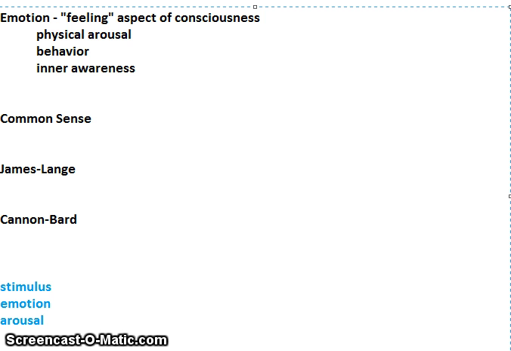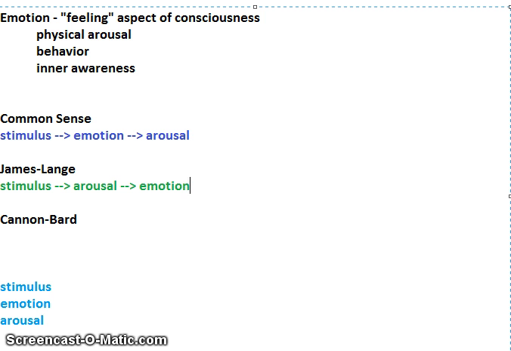So the common sense theory says that you have your stimulus, the bear, which leads to an emotion, being afraid, which leads to your heart beating fast. The James-Lange theory just reverses these two. It says that you see the bear, your heart beats, and then that makes you afraid. So the easiest way I remember this is that in James, the A comes before E. So in this perspective, the arousal comes before the emotion. So your heart races, and you're feeling afraid because your heart's racing.